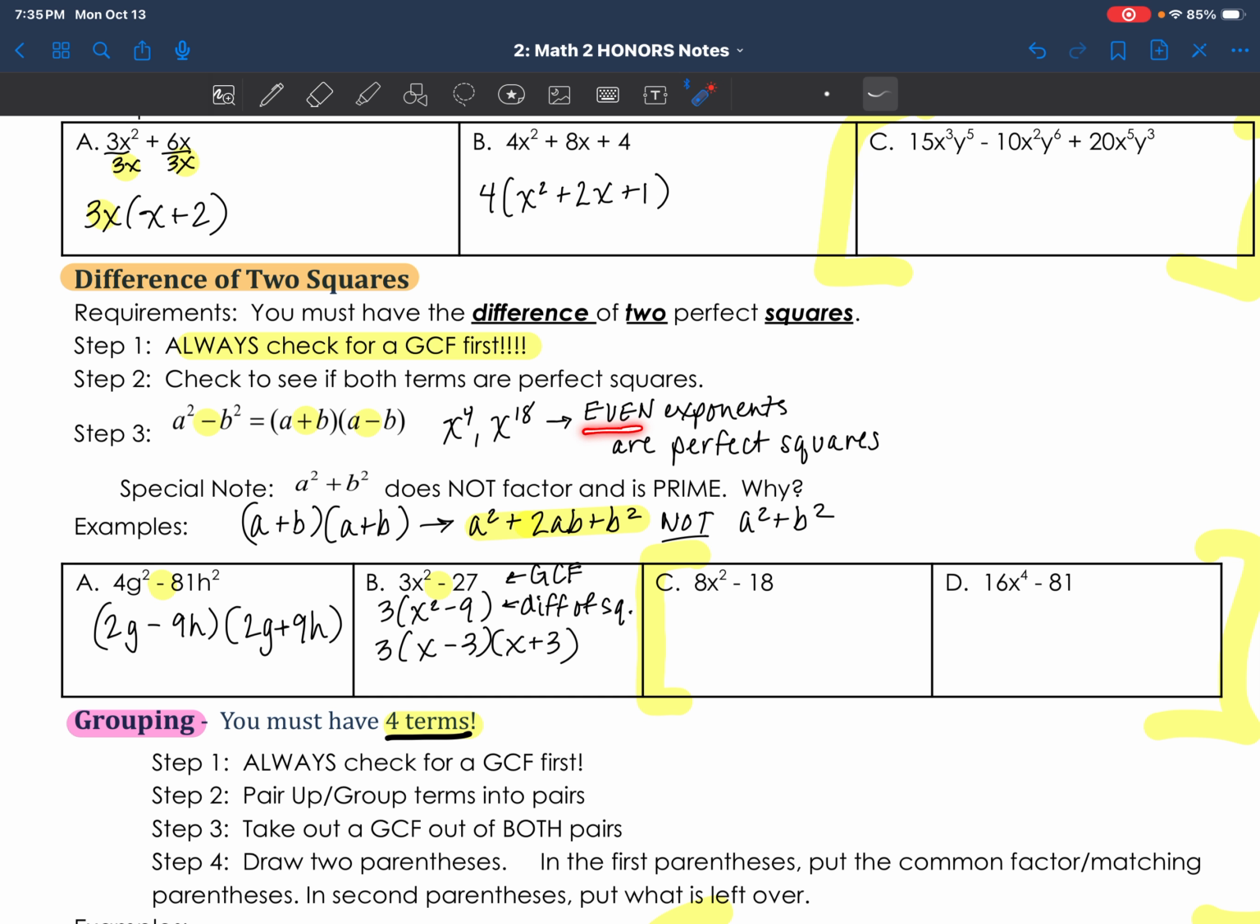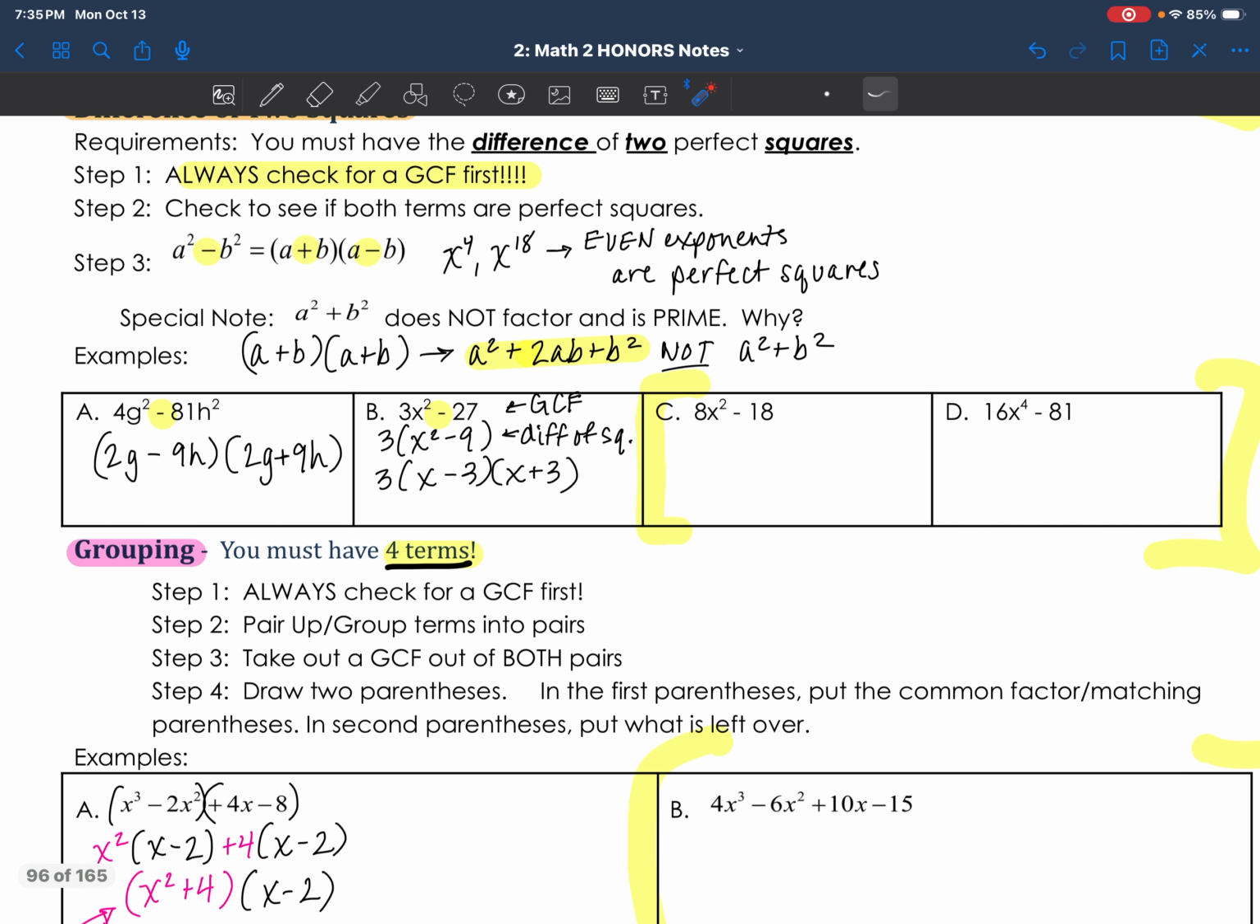So hint, even exponents are perfect squares. So if you were to have x to the 4th, that's really x squared times x squared. And then x to the 18th would be x to the 9th times x to the 9th, and you can go from there.